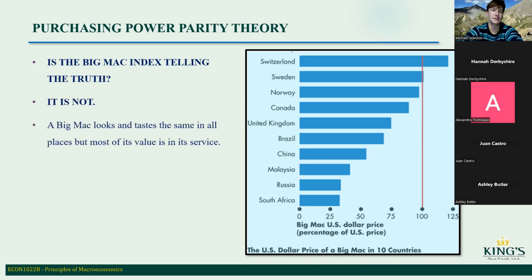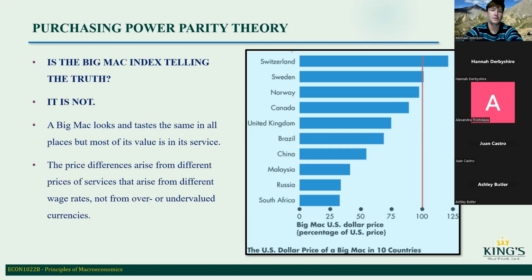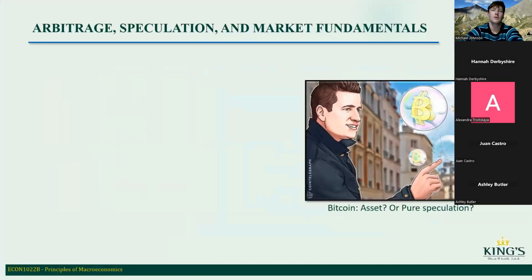A Big Mac looks and tastes the same in all places, but most of its value is service. So the price differences arise from different prices of services that come from different wage rates, not from over or undervalued currencies. So it's not a good measure. As Juan said, Juan was right. It's not a good measure of how valuable a currency is.